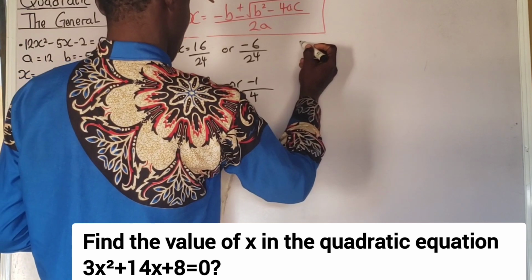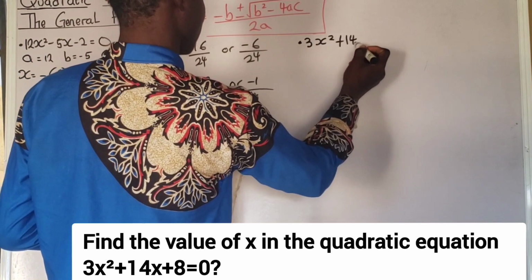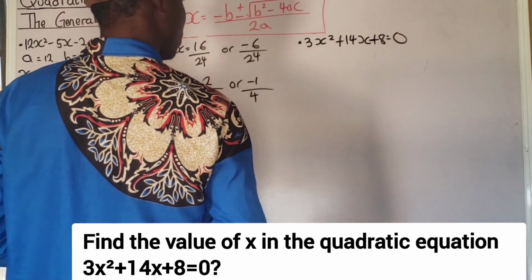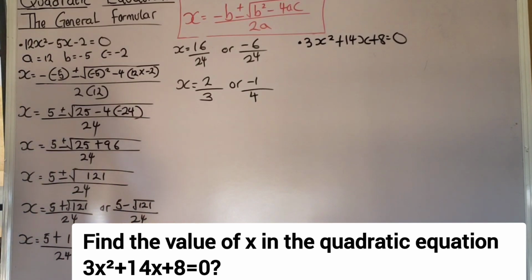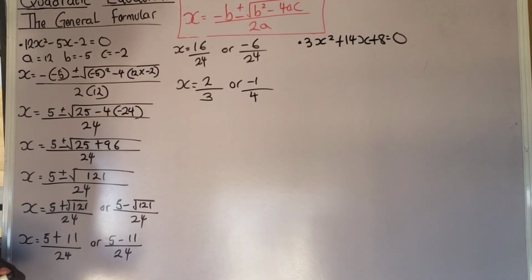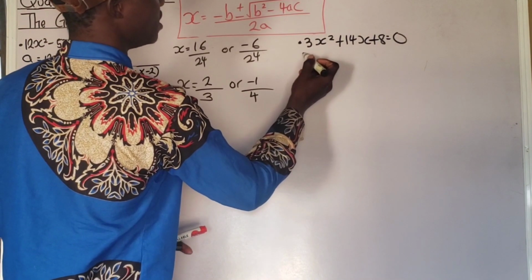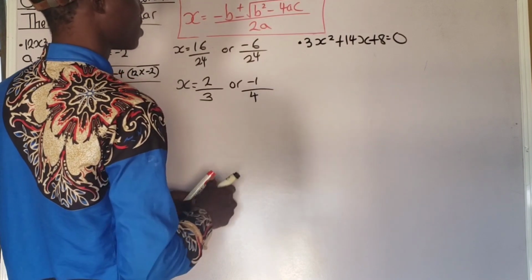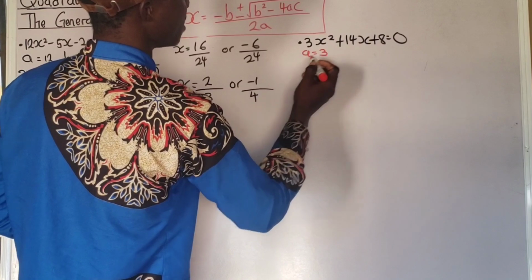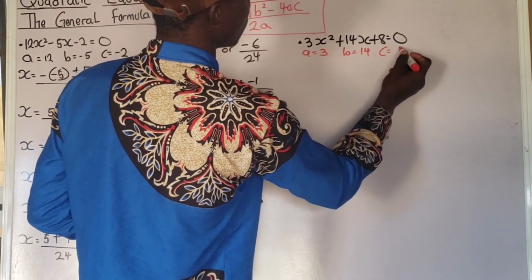Okay, so let's solve the question. We have 3x squared plus 14x plus 8 equals 0. Now, how do we solve this using the formula method? We are still going to use the same steps. The first step is to identify your a, b, and c. A in this quadratic equation is the coefficient of x squared. The coefficient of x squared is 3. So here a equals 3. And b equals 14, and c equals 8.